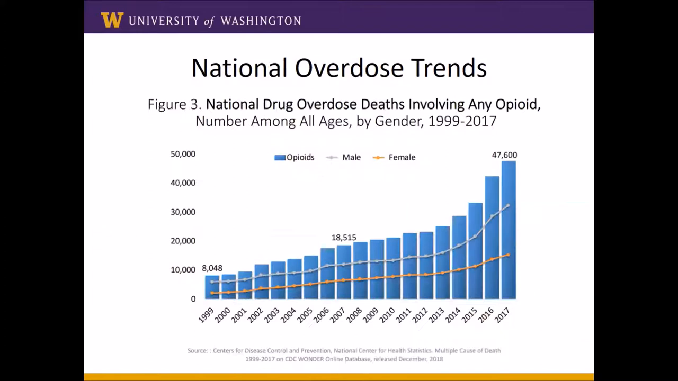So although opioid prescribing rates have peaked since 2012, the bad news is that deaths related to opioids are unfortunately still increasing. This slide shows overdose-related mortality by gender, and as you can see, there is no slowing of deaths in recent years. If anything, there's an increase in the rate around 2015, which is believed to be related to an increase in fentanyl availability.